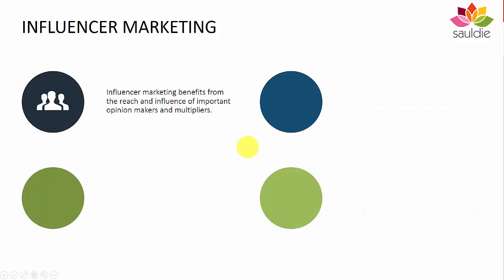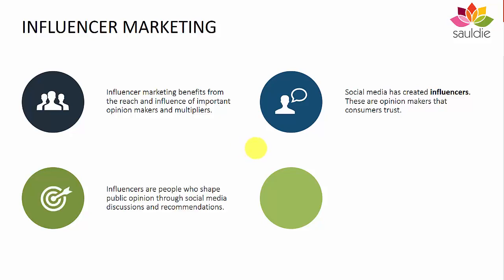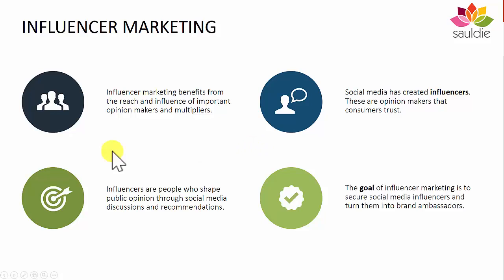And there are four things we have to take into account. Influencer marketing benefits from the reach and influence of important opinion makers and multipliers. Social media has created influencers. There are opinion makers that consumers trust. The goal of influencer marketing is to secure social media influencers and turn them into brand ambassadors. And influencers are people who shape public opinion. So when we deal with influencer marketing, we should deal on a very professional basis, because what happens if an influencer turns negative to us or our products or services? We have to have that under control.